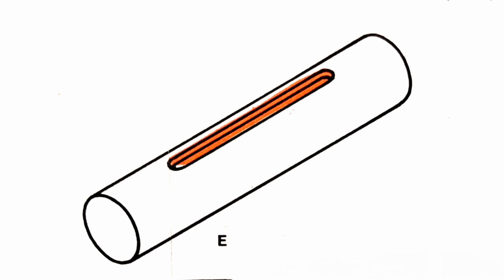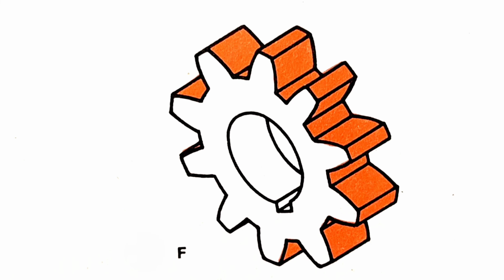Execution of grooves in general and slots in particular for keys and tabs. Keys and tabs are used to fit elements such as wheels, pulleys, levers, etc. onto shafts.